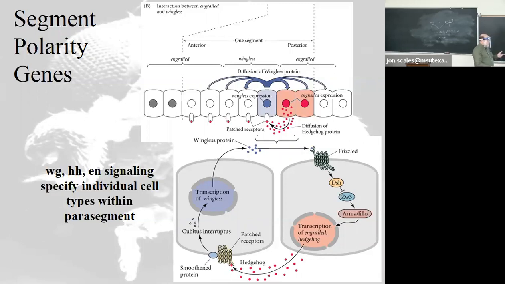Armadillo, when it is normally being phosphorylated, will be destroyed. Okay, so when this is being signaled, Dishevelled is blocking this, and this arrow means armadillo will accumulate. And when it accumulates, it goes into the nucleus as a transcription factor. So this is the Wnt pathway.